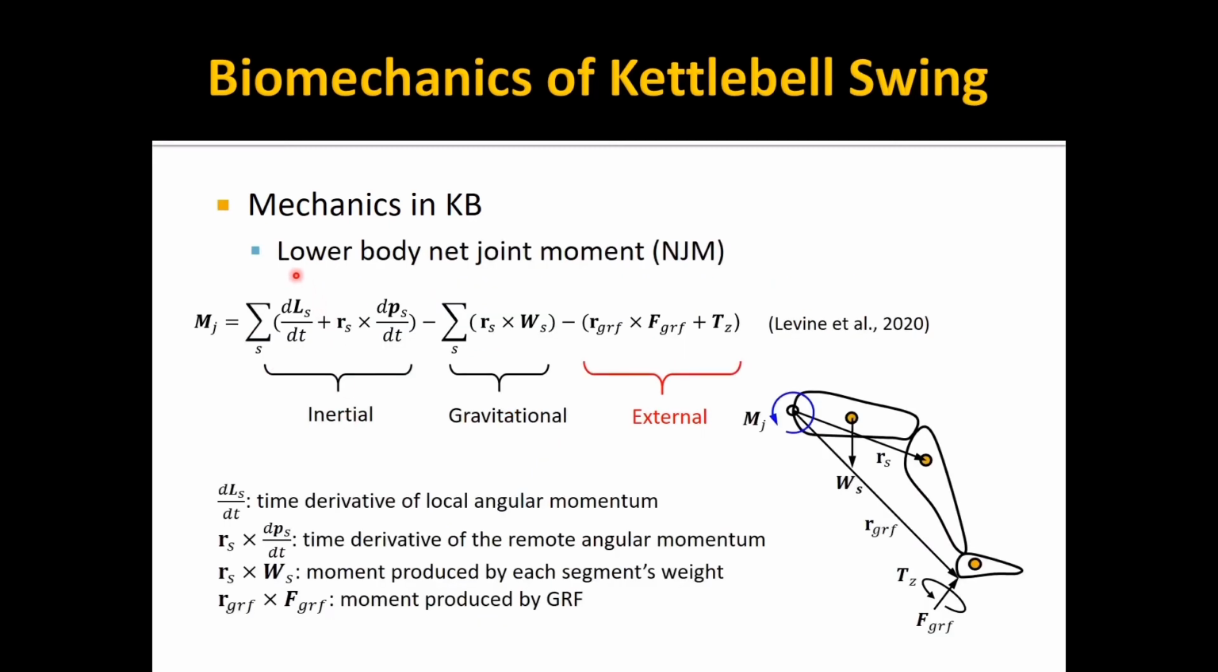Okay, lower body net joint moment. Here moment means torque. Let's take a look at how the lower body net joint moment is calculated. Let me explain this free body diagram first.